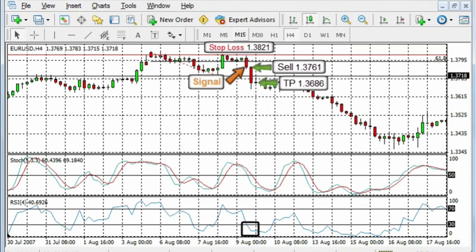In this example, we would have earned 75 pips over a period of 4 hours.